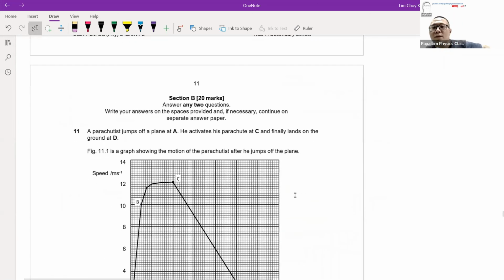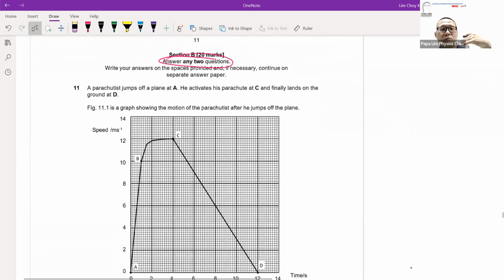Section B, choose two questions. On the day of the exam, just take note, choose two questions. So don't start straight away at question 11. At questions 11, 12, and 13, please read through the questions and choose the correct two. The questions that allow you to secure the most marks are the ones you want to choose.